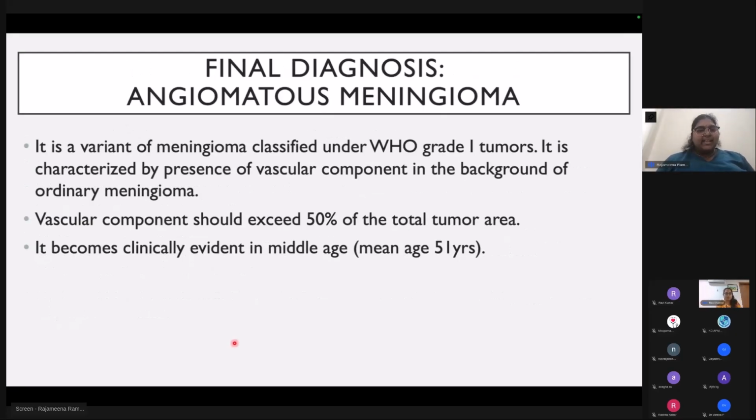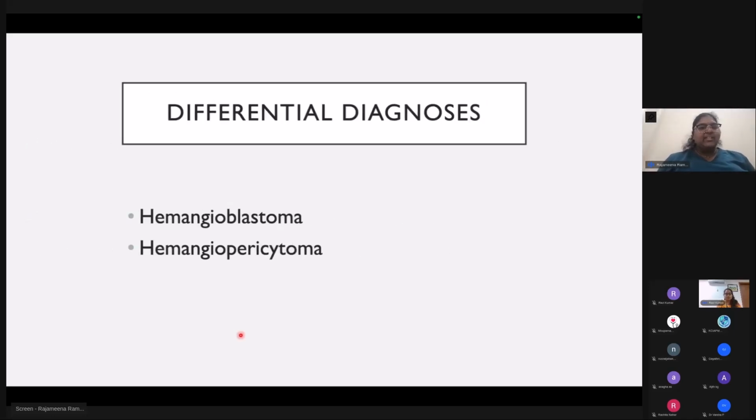So, my final diagnosis was angiomatous meningioma. It is actually a variant of meningioma classified under WHO grade 1 tumors. Here, there was presence of a vascular component in a background of ordinary meningioma. So, this vascular component should exceed about 50% of the total tumor area, and it is clinically evident in the middle age. The differential diagnoses were hemangioblastoma and hemangiopericytoma.